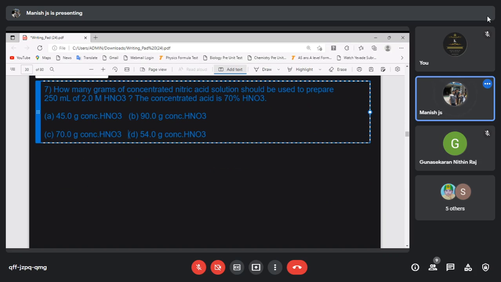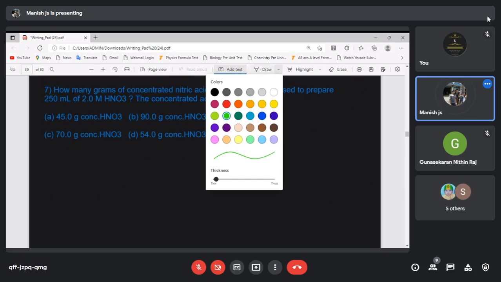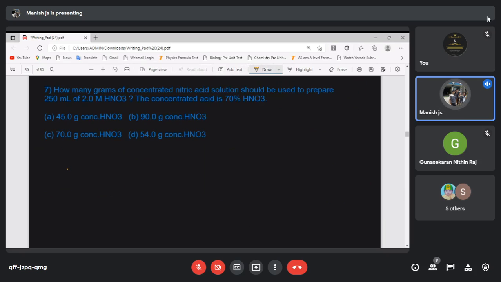You have to use the concept of molarity. Yes, so use the concept of molarity. What is the formula? Anybody repeat? What is the formula we have seen for molarity? Sir, number of moles by volume in liter. Yes. Okay. So that is nothing but the formula. So first we find the mass of HNO3. Only then can we proceed further.